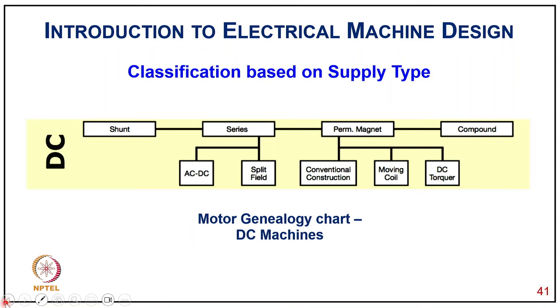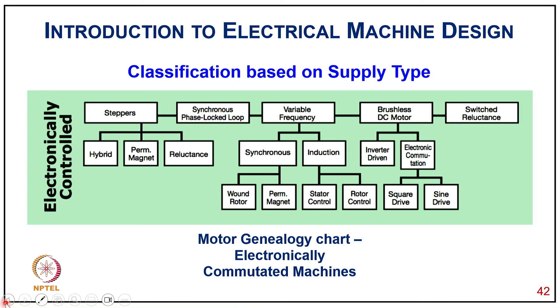Similarly we have a classification of DC machines starting with shunt, series and compound, and split field, and permanent magnet machines, typically moving coil and DC torquer and conventional construction, followed by another class of machines called electronically controlled machines like the stepper motor, which is further classified into three categories: variable reluctance type stepper motor, permanent magnet type stepper motor and hybrid stepper motor. Then we have typically synchronous phase locked loop variable frequency motors like synchronous motor, induction motor, and wound field and permanent magnet, with stator control and rotor control, and brushless DC motors, again inverter fed, electronic commutator fed with square excitation and sine excitation, followed by another, the switched reluctance machine. This also comes in a special category of machines, virtually controlled by power electronic converters.